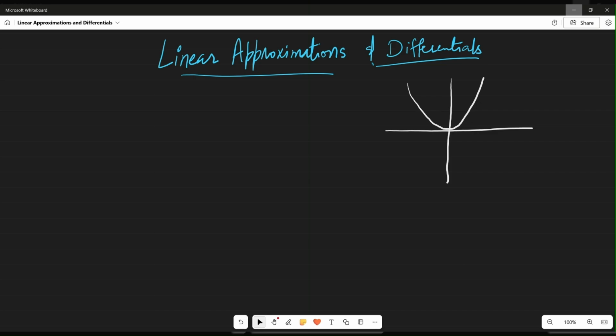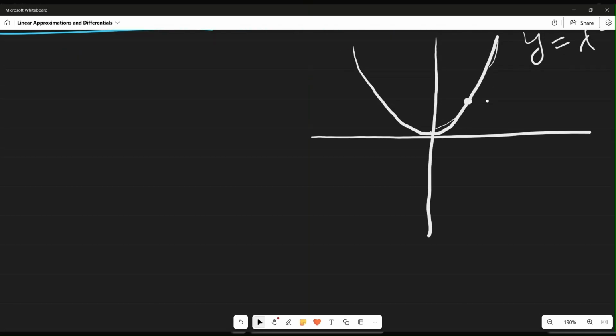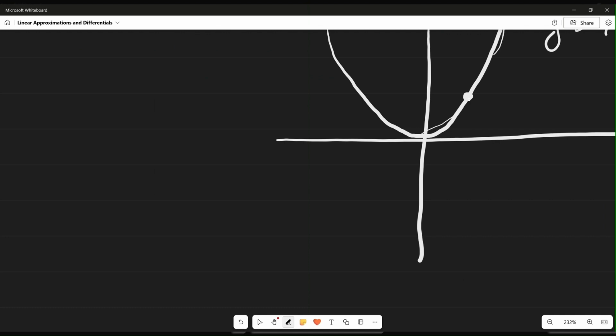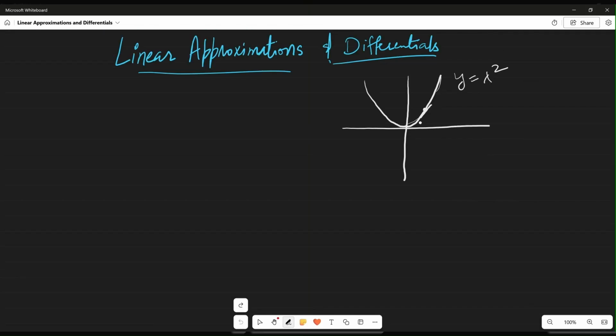Let's learn linear approximations and differentials today. Imagine a curvy road. So I've drawn this graph of y is equal to x squared. We are seeing a curve here, right? Suppose you're standing at one spot on the road, and if you zoom in, the idea is that this curve is going to look almost like a straight line here. Okay, this almost looks like the tangent line, a straight line.